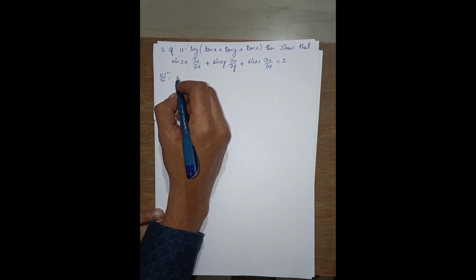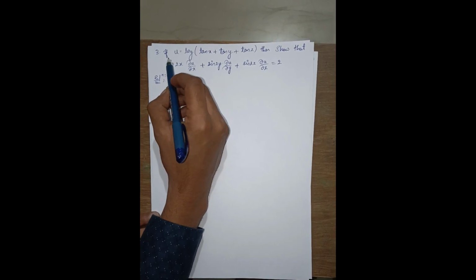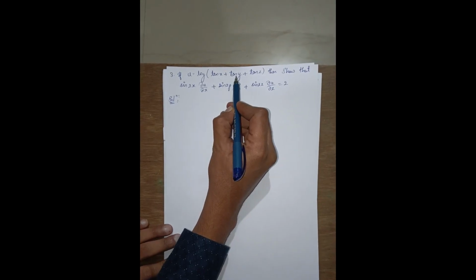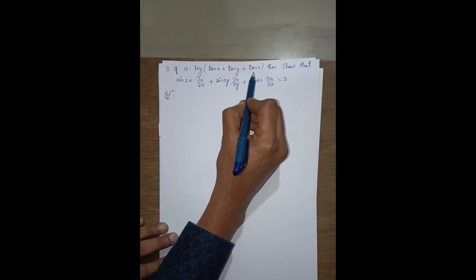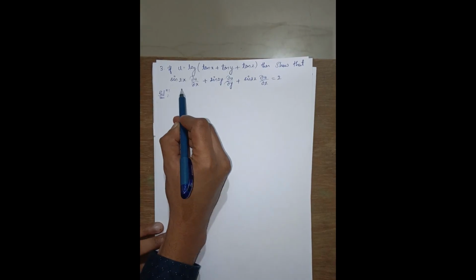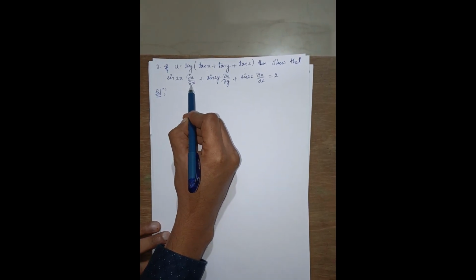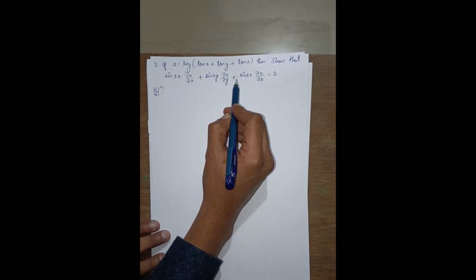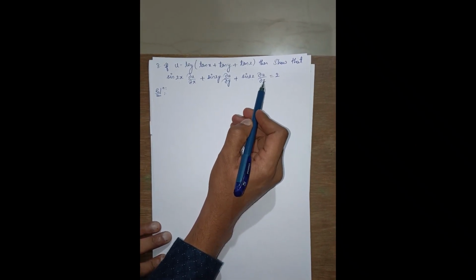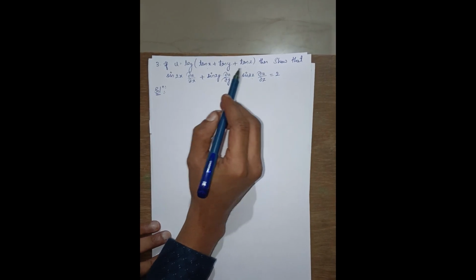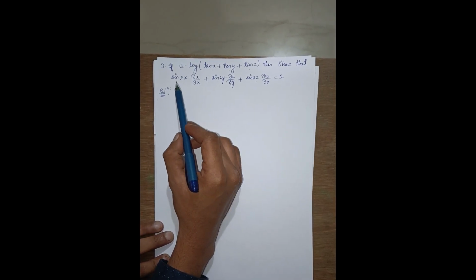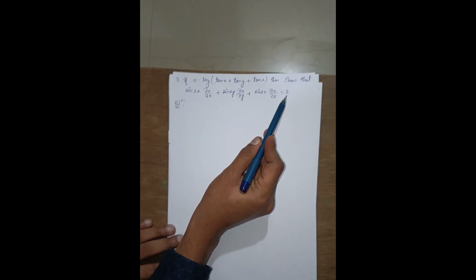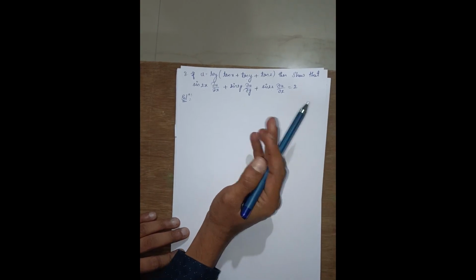Today we are solving the third problem: if u is equal to log of (tan x plus tan y plus tan z), then show that sin 2x into ∂u/∂x plus sin 2y into ∂u/∂y plus sin 2z into ∂u/∂z is equal to 2. Here we need to prove that we should solve the LHS and get the RHS, that is, we should get the value as 2.